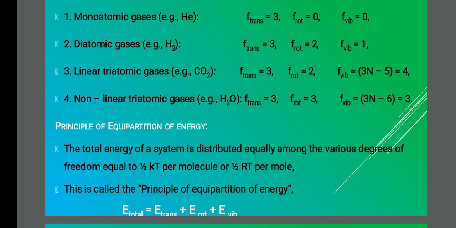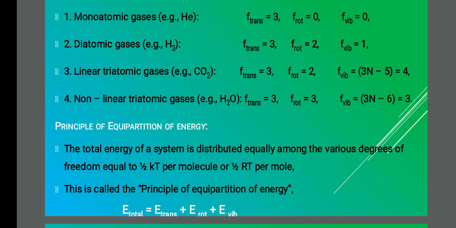The total energy of a system is distributed equally among the various degrees of freedom, equal to half kT per molecule. I'll repeat. It is said to be half RT per mole. If you take a mole, it is half RT, and if you take a molecule, it is half kT per molecule. Is it okay? So this is something about equipartition of energy.